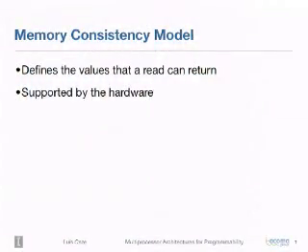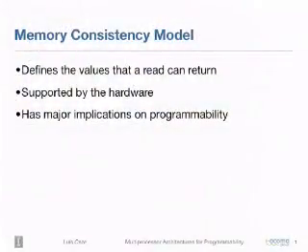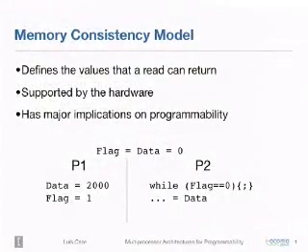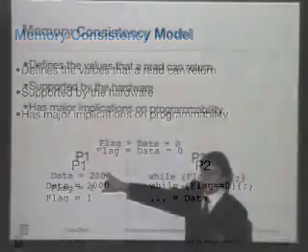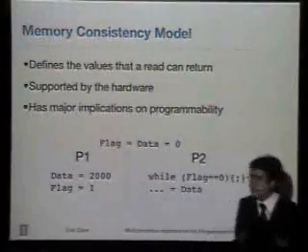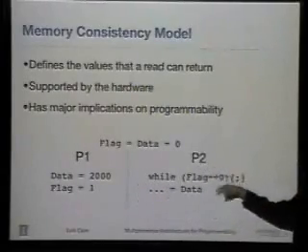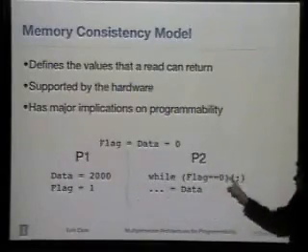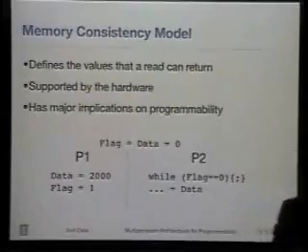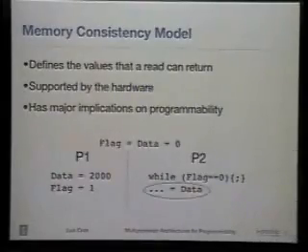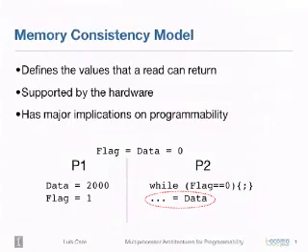So let me give you a very simple classic example. Imagine that you have two shared variables, flag and data, that are initially set to 0, and processor 1 sets data to 2000, then sets the flag to 1. In the meantime, processor 2 is spinning while the flag is 0, and when the flag is not 0 anymore, it reads the value of data. So the question here is, what value can this read of data return?